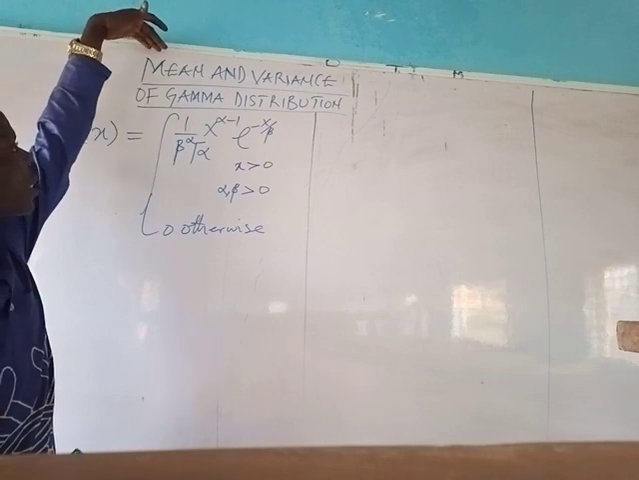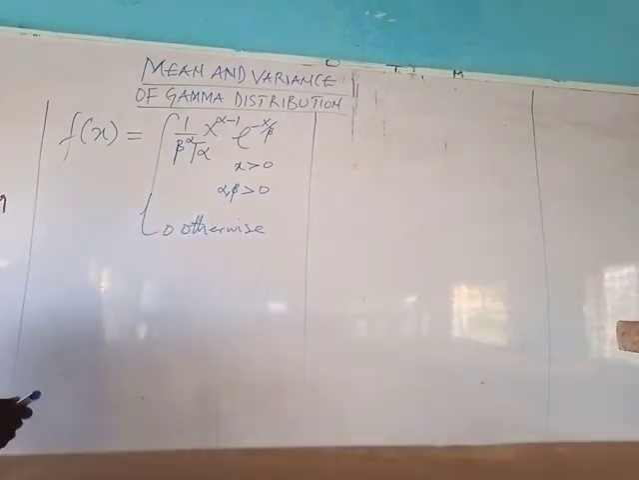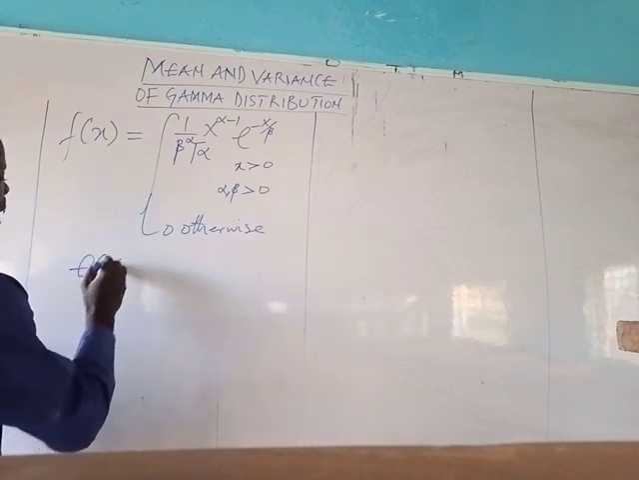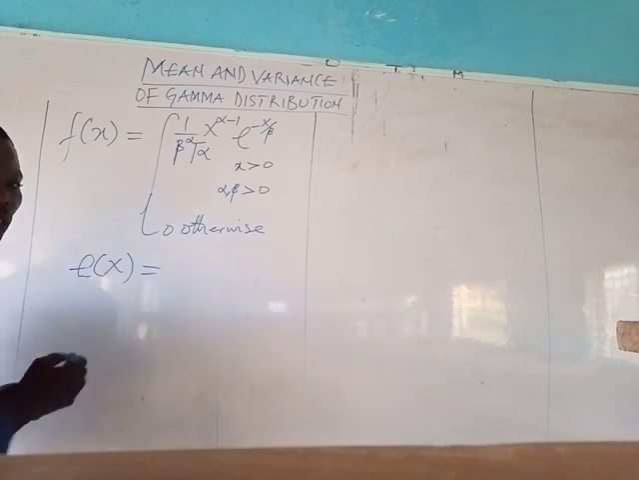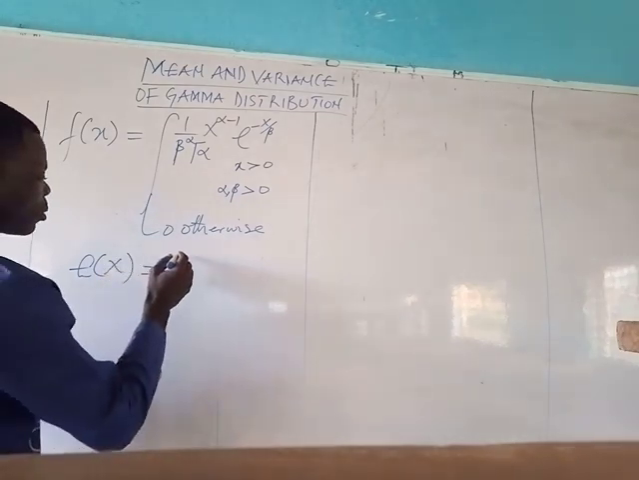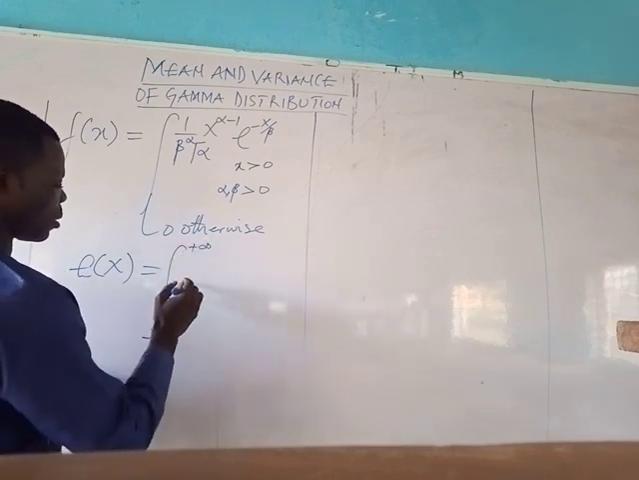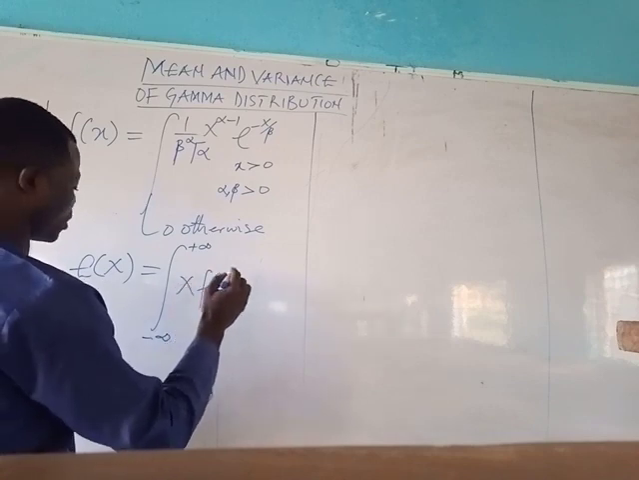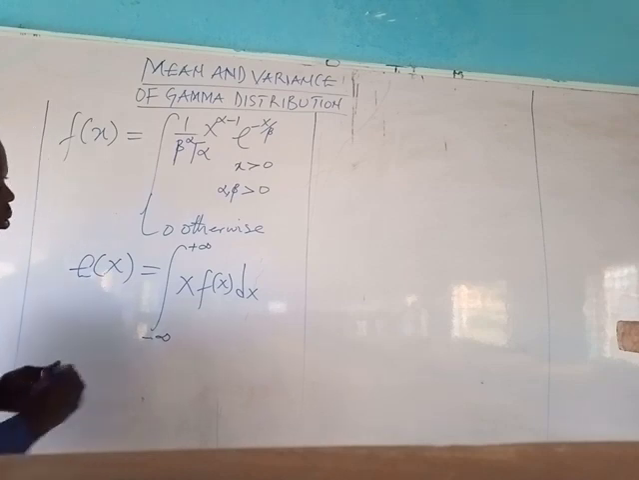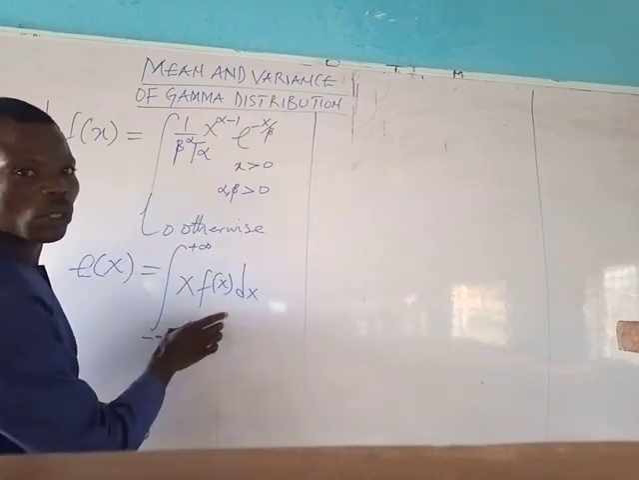We are interested in deriving the mean and variance of this distribution. You should still remember the mean of any distribution is given by this formula: expected value of x equal to, if you are dealing with a continuous distribution, the integral from minus infinity to plus infinity of x times f of x with respect to x. So this f of x here is the density function of this distribution, which we are going to substitute here.